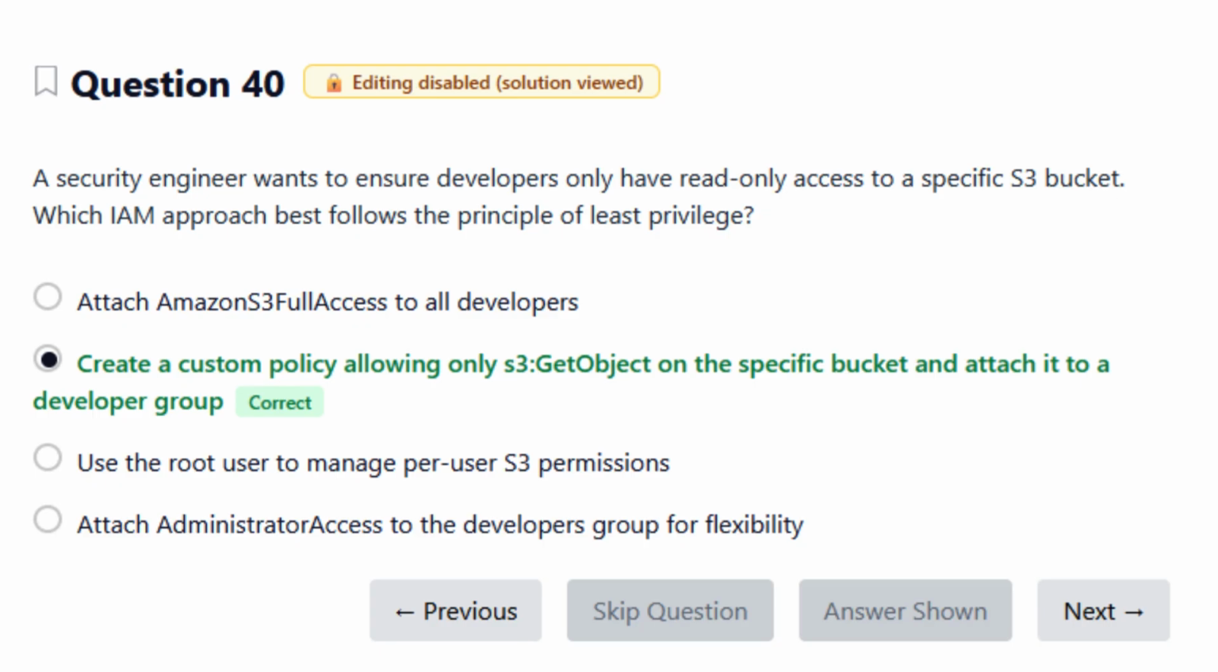The other options are wrong. Amazon S3 full access grants far more permissions than required. Using the root user is unsafe and violates AWS security best practices. Administrator access completely breaks least privilege by granting full control.